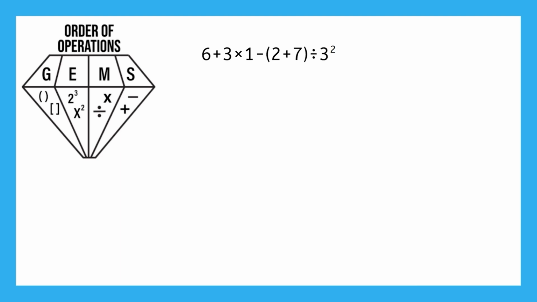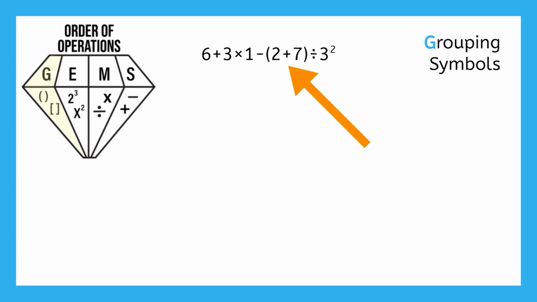Always approach a problem by searching for grouping symbols first. Aha! I found a spot with a grouping. According to GEMS, I need to simplify what's inside of these parentheses first. 2 plus 7 equals 9. Remember to always bring down the rest of the unsolved pieces in the order they appear in the expression.